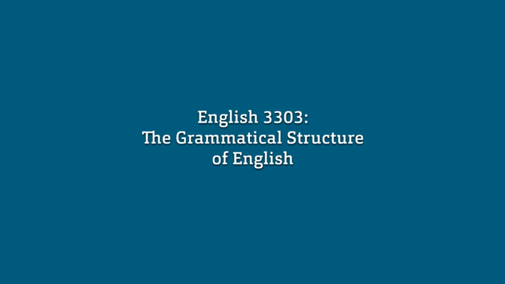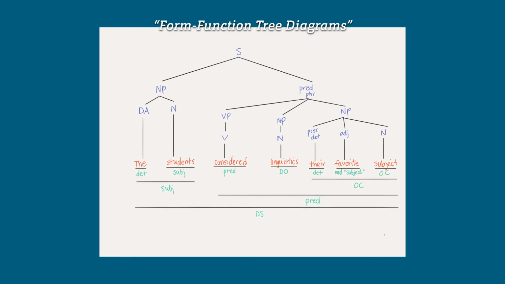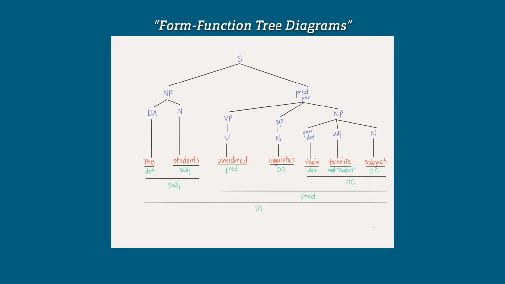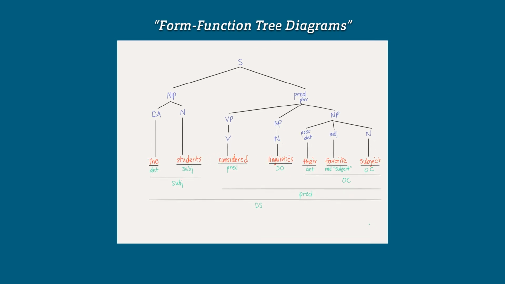English 3303 is the grammatical structure of English. What we do in this course is look at English from its structural components: words, phrases, and clauses. The primary way we do this is through creating form-function tree diagrams, where we take individual sentences in the language and practice different structures by diagramming them out into this sort of tree-like image. A lot of students find this really fun and engaging, almost like a language puzzle. And along the way, we also talk about how these linguistic structures apply to our speaking and to our writing.